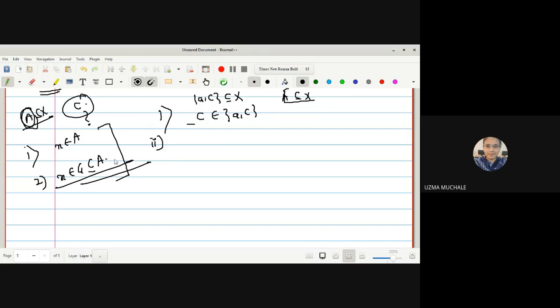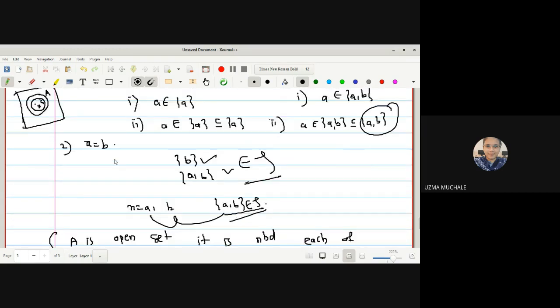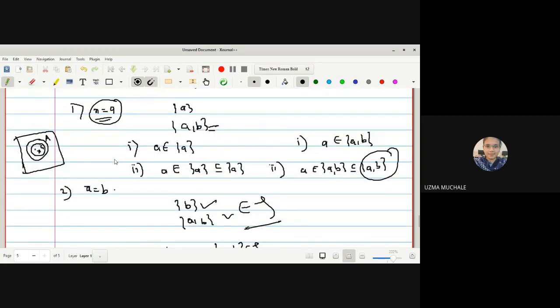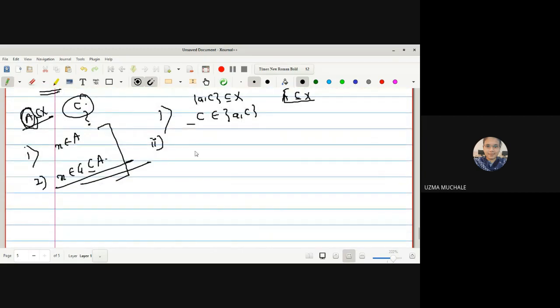For the earlier examples, it was okay because singleton B and singleton A are both members of tau. Now I can say AC is a subset of X, but what is an open set which contains C here? How many open sets are there which contain C? One. Empty set contains C? No. X contains the point C, but is X contained in the set AC? No. So this condition fails.